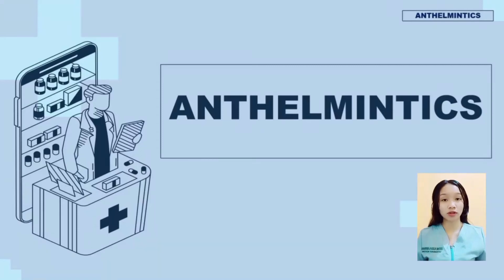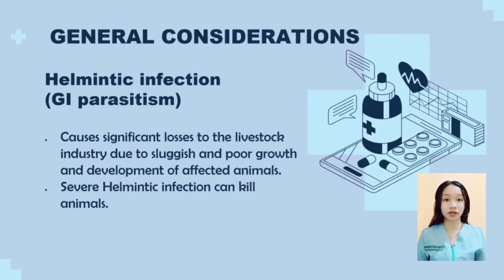So chapter 21 talks about treatment of worm infestations. Anthelmintics have general considerations. For the livestock business, helminthic infection or gastrointestinal parasitism is a typical source of significant losses due to the animal's poor growth and development. However, in extreme cases, a severe helminthic infection can even result in an animal's death.